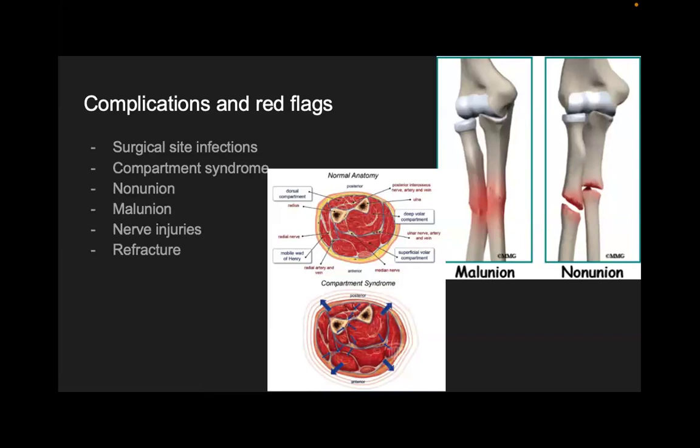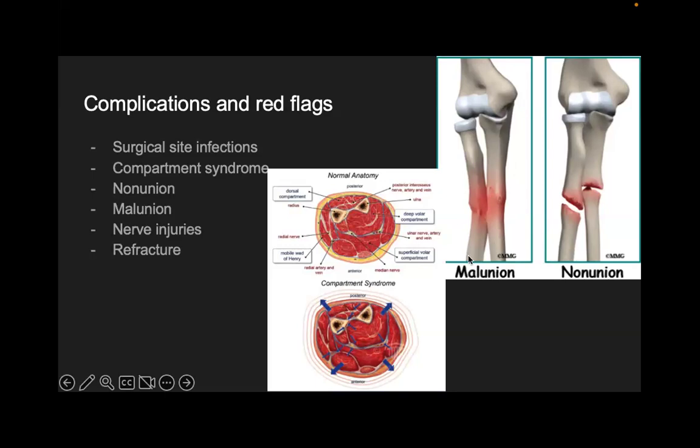Some complications of either closed reduction or ORIF, depending, is that sometimes you could have malunion or non-union. Malunion refers to a fracture that has healed in a deformed position, or if it's shortened or rotated around the limb. It's obviously a cartoon image here, but instead of a nice straight bone, you could see a little bit of a curve. Your bones are not supposed to curve like that.